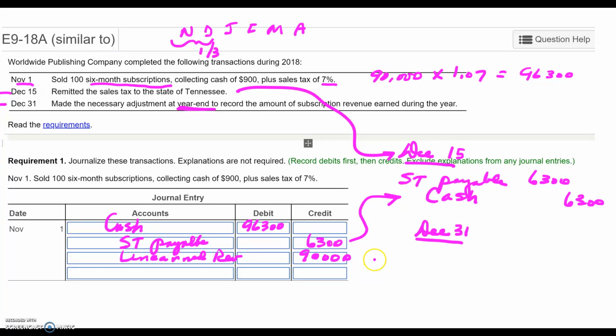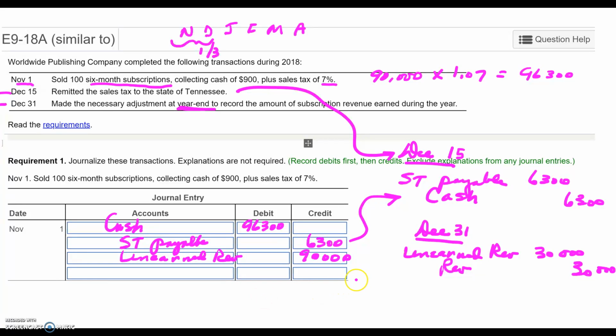Okay, so we're making our December 31st year-end. And my assumption, by the way, in this question is that subscriptions started flowing on November 1. So we got November, December, January, February, March, April. So in December we had 1/3 of $90,000. So we're going to debit unearned revenue for $30,000. We're going to credit revenue for $30,000.